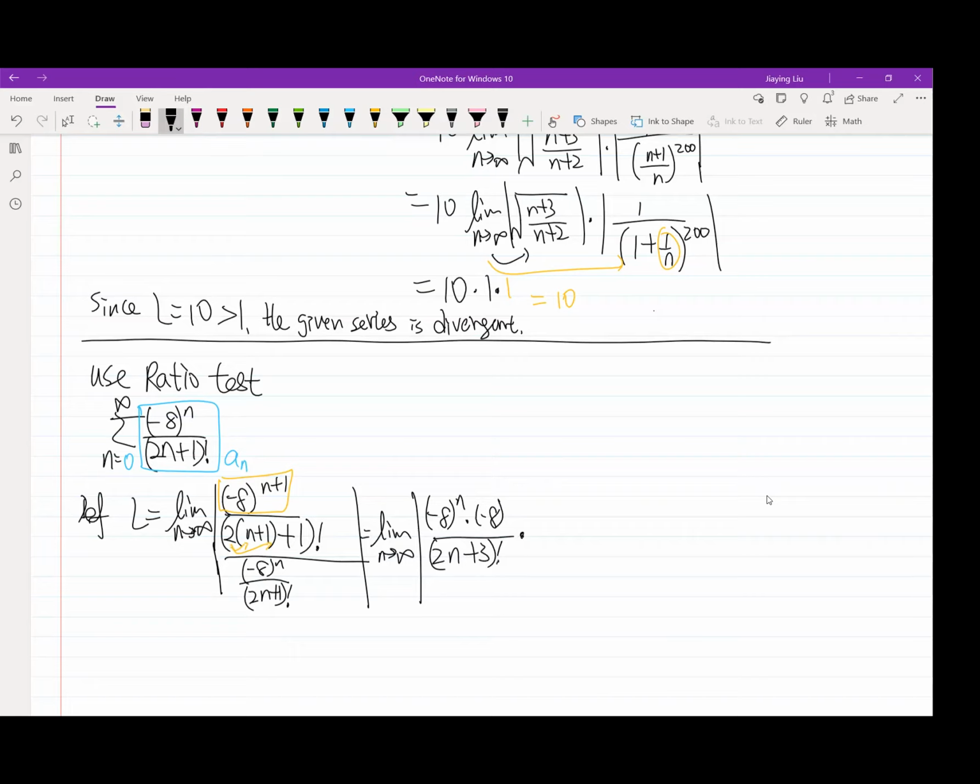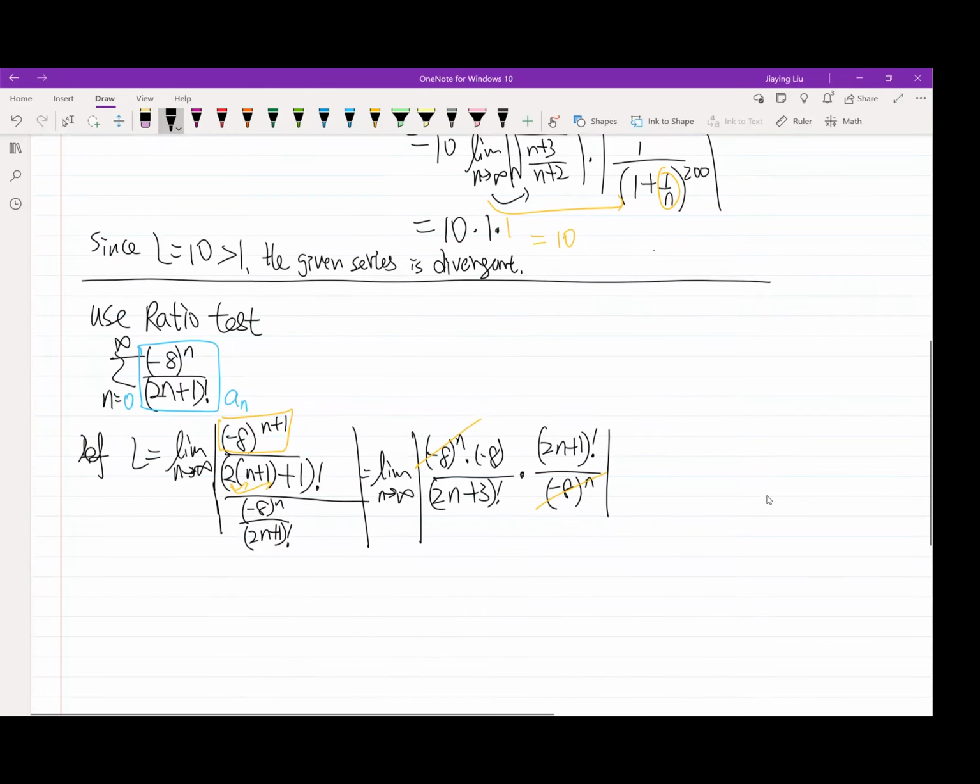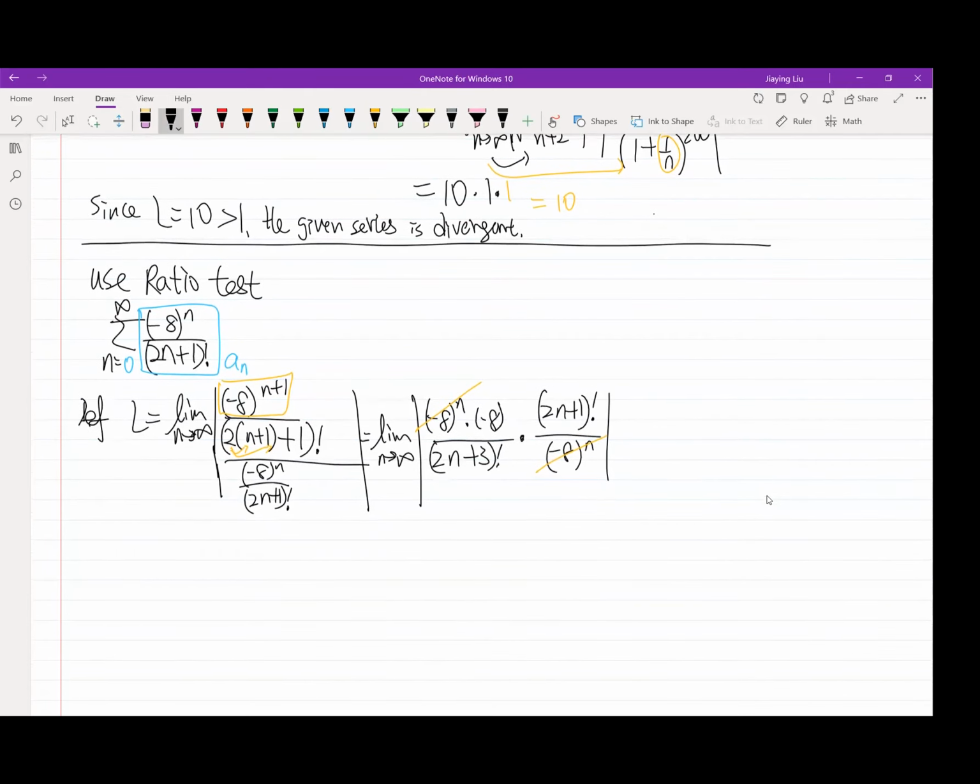And then multiply by the reciprocal of the denominator, which is (2n plus 1) factorial, over negative 8 to the n. So now we can cancel out the negative 8 to the n. That's pretty good. And then we have another negative 8. We can leave it there for now until the next step, or we can bring it outside, right? Note that if we bring it outside, it becomes the absolute value of negative 8. Just keep that in mind if we put it outside.